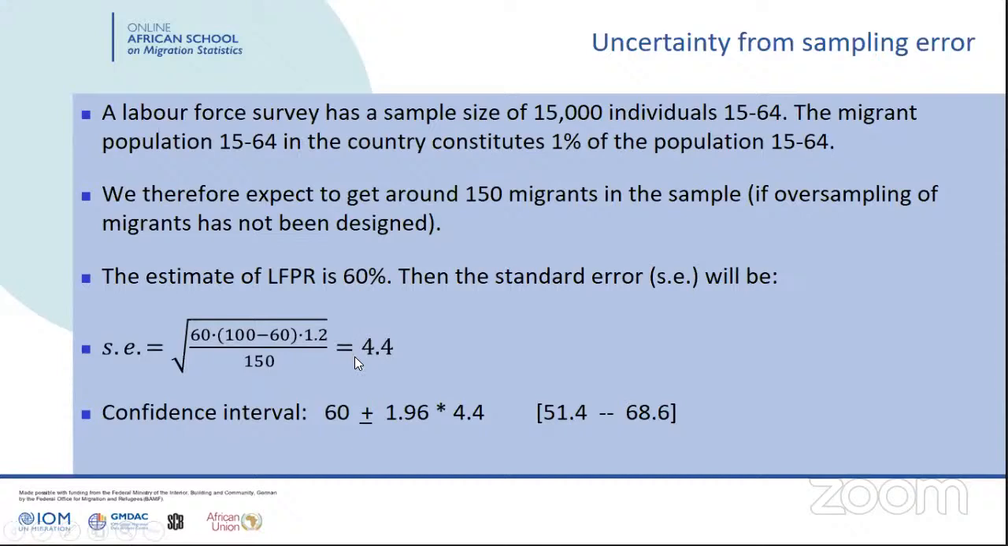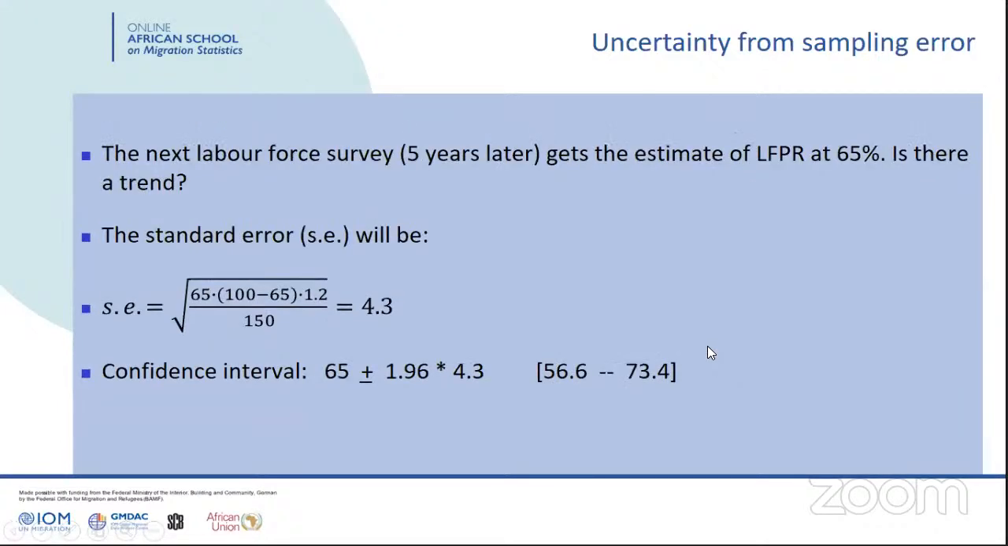Anyway, this is the standard error, and this is a confidence interval. So the confidence interval will be from 51.4% to 68.6% LFPR. The next labor force survey is done 5 years later, say, and we get a somewhat higher rate, 65%. We do the same calculation, we get 4.3. We get this sample size, 56.6, 73.44.